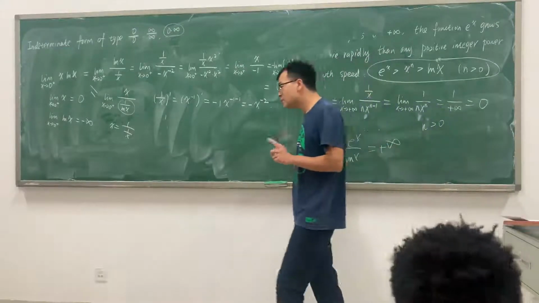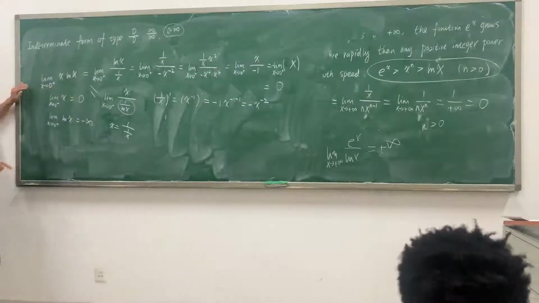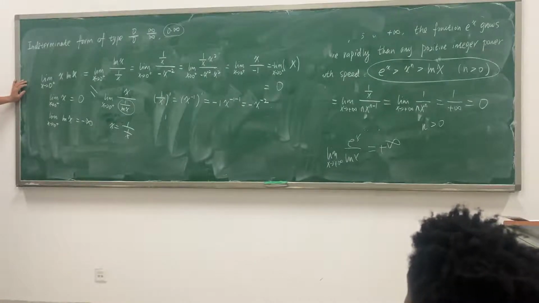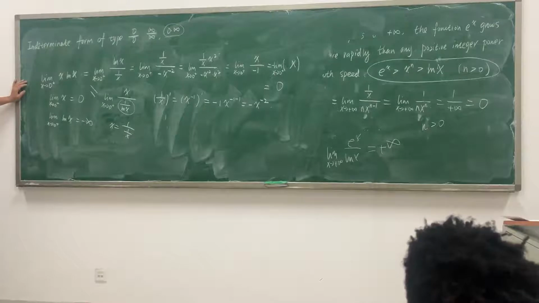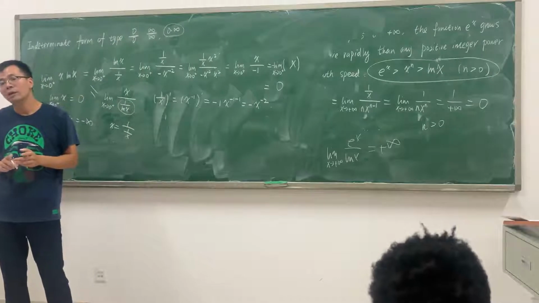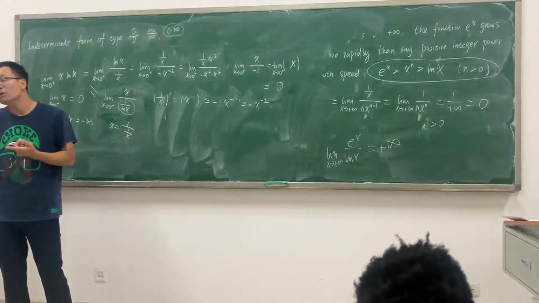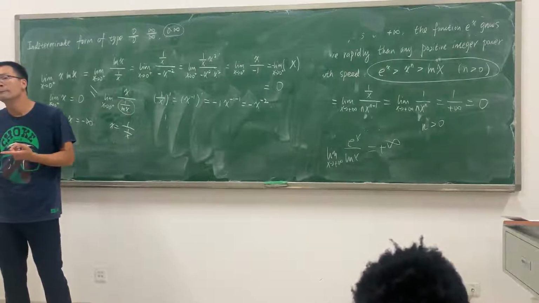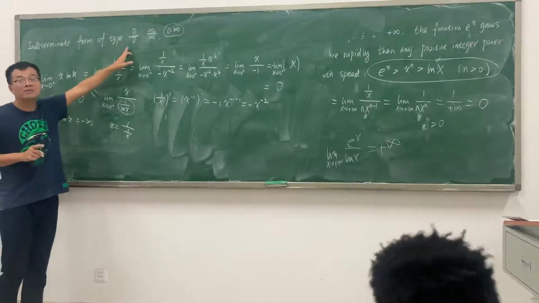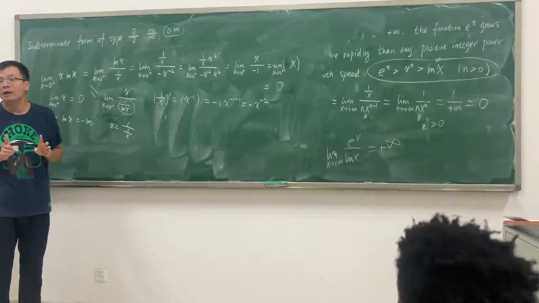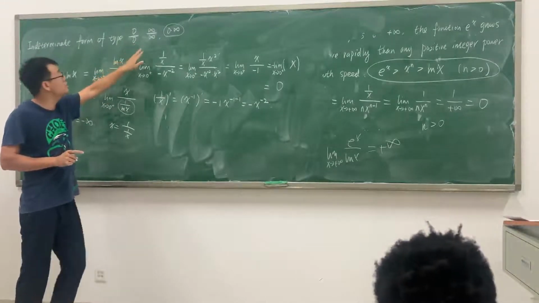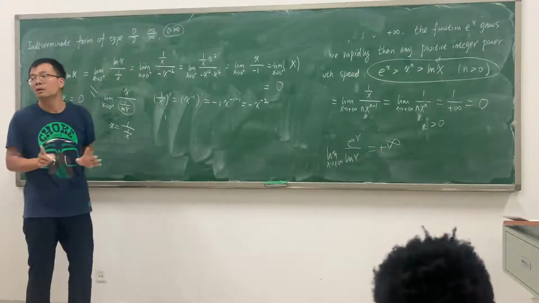So here, I just want to tell you that for this form, 0 times infinity, we can transfer it to 0 by 0 or infinity by infinity. And you choose which one. Determine which one the derivative is easy. If this derivative is easy, you choose this one, okay?